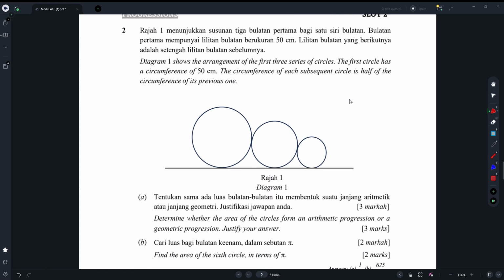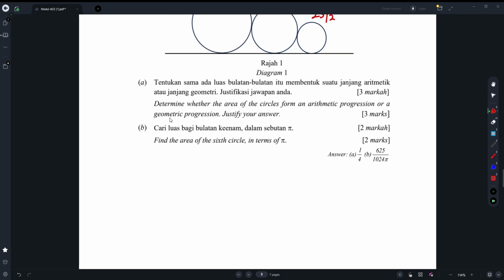So in this particular question, we have three circles. The circumference of the first circle is 50 cm, and then the circumference of the second circle is 25, and then 25 over 2. Because they said the circumference of each subsequent circle is half of the circumference of its previous one. So if the first one is 50, it means divide by 2, you get 25. 25 divided by 2, you get 25 over 2. You can put it as 12.5, but I prefer using fractions. No problem. Okay, determine whether the circles form an arithmetic progression or a geometric progression.